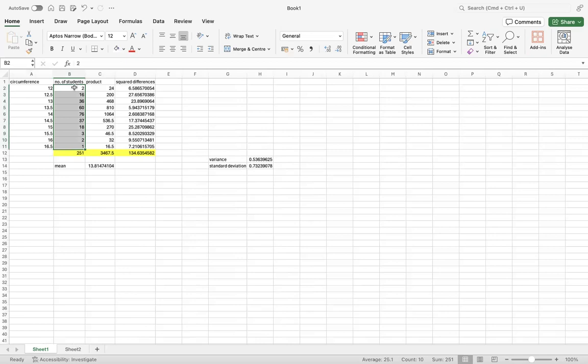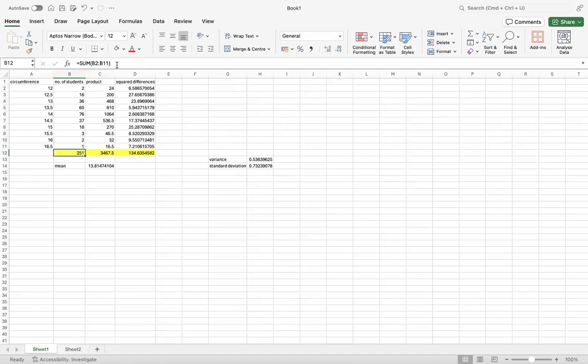How to calculate how many students? How do you sum? Will you do it on your fingers? Never. You just drag all these cells and press the summation symbol. You can see the summation symbol. If you press it, automatically it will give you the total number of students. It's 251 students, right?